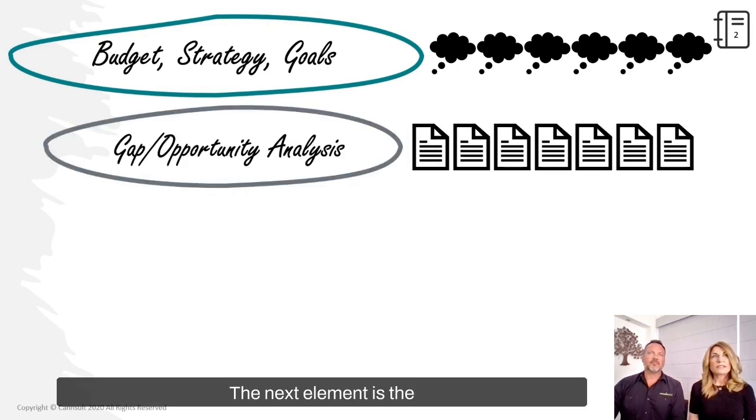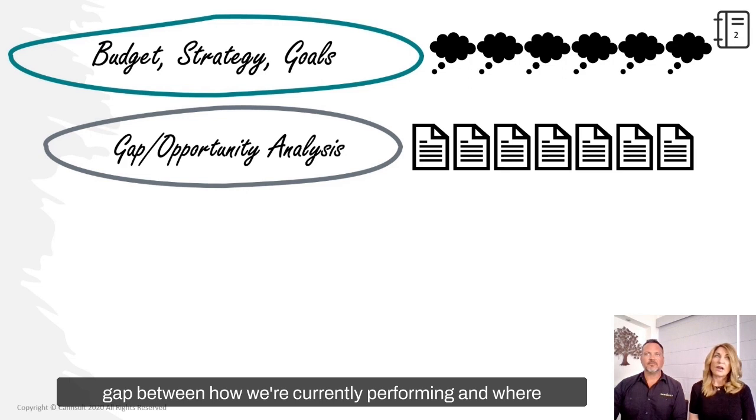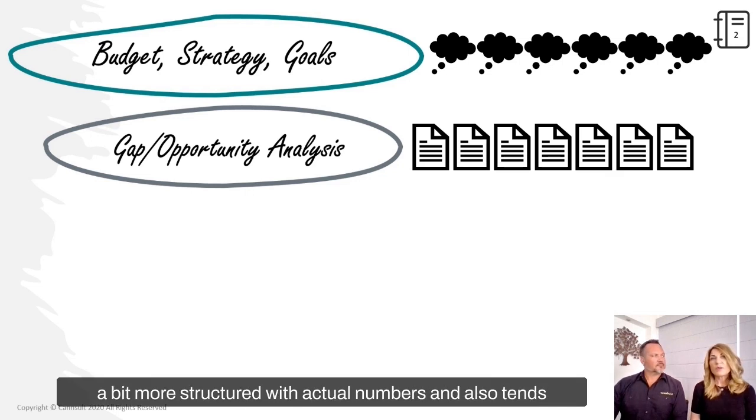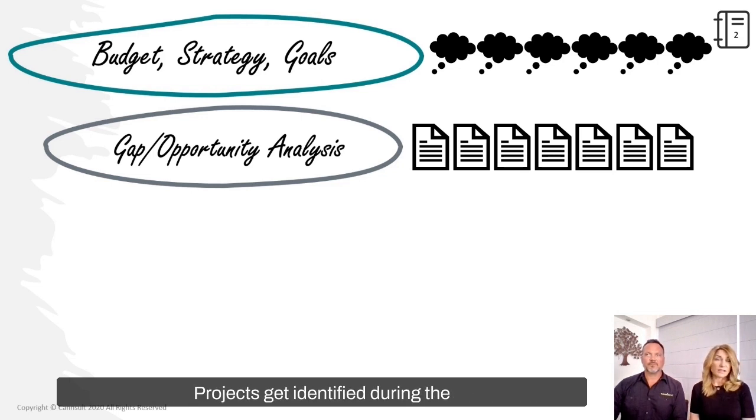The next element is the gap or the opportunity analysis. During this step, functional leaders will assess the gap between how we're currently performing and where we should be, or the desired performance. At this time, the big list of ideas should get a bit more structured with actual numbers, and also tends to get a bit smaller as potential doable projects get identified.